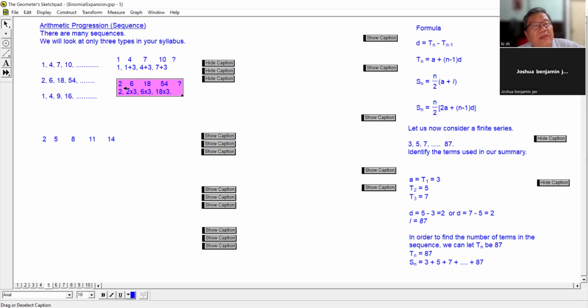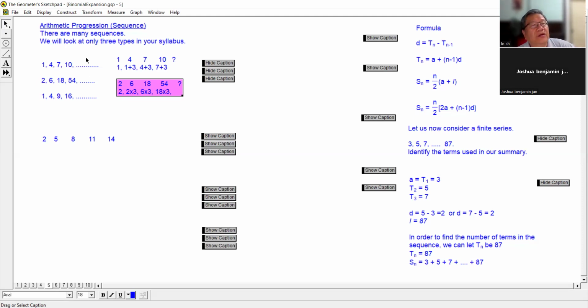Next one. So this one, 2, 6, 18, 54. How to get it? From 2 to 6, you multiply by 3. 6 multiplied by 3, 18. 18 multiplied by 3, 54. So the next number, you take 54 multiplied by 3. Answer is 162. So the next number is 162.